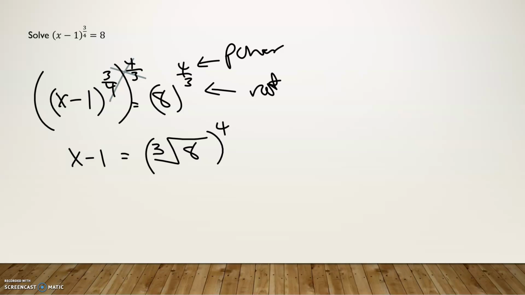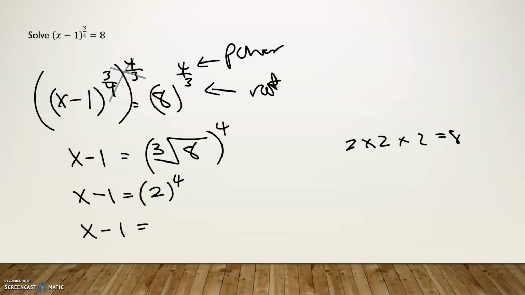Okay, I need 3 numbers that when multiplied together will give me 8. 2 times 2 times 2 gives me 8. So the cube root of 8 is 2. And then we're going to raise 2 to the 4th power. So 2 times 2 is 4, and then times 2, 4 times 2 is 8, and then 8 times another 2, that'd be 4 2's multiplied together, that would be 16. So we got x minus 1 equals 16. Add the 1 to both sides, so x equals 17. And that is our final answer for this one.